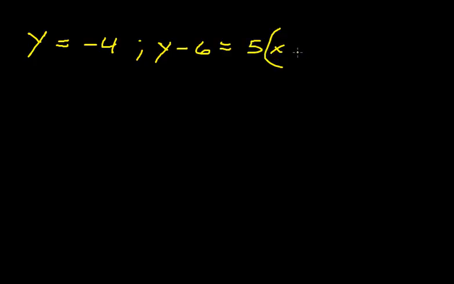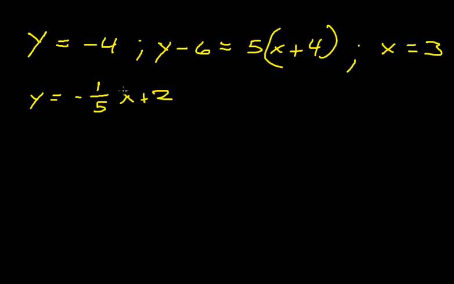Well, in this case, we're going to ask the question, how do you know if you have lines that are perpendicular? The equations you're given are y equals -4, y minus 6 equals 5x, that's actually 5 times the parenthesis x plus 4. Another one you have is x equals 3.